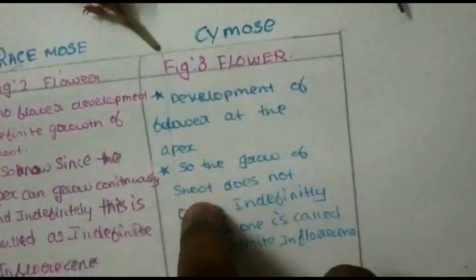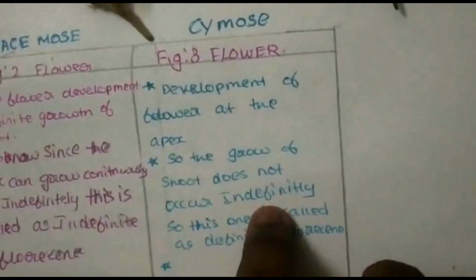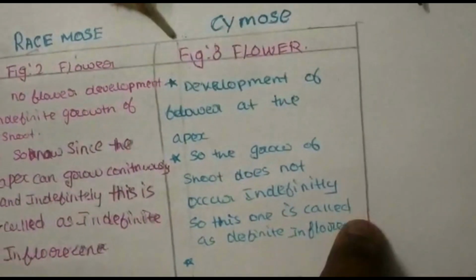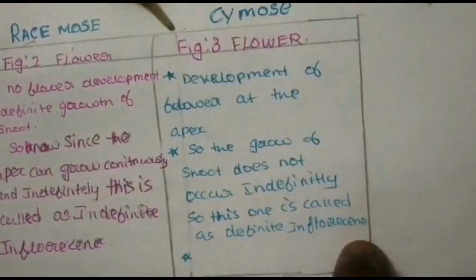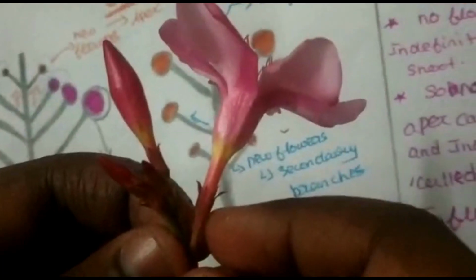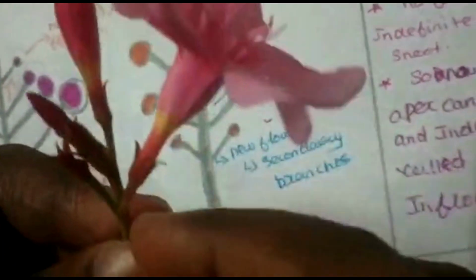So the grown-up flower shoot does not occur indefinitely. So this one is called definite inflorescence. So in this lower part, this flower is fully grown, and the buds are on top of the stem. You can see that, and this is called racemose. And here at the apex, the flower is grown.